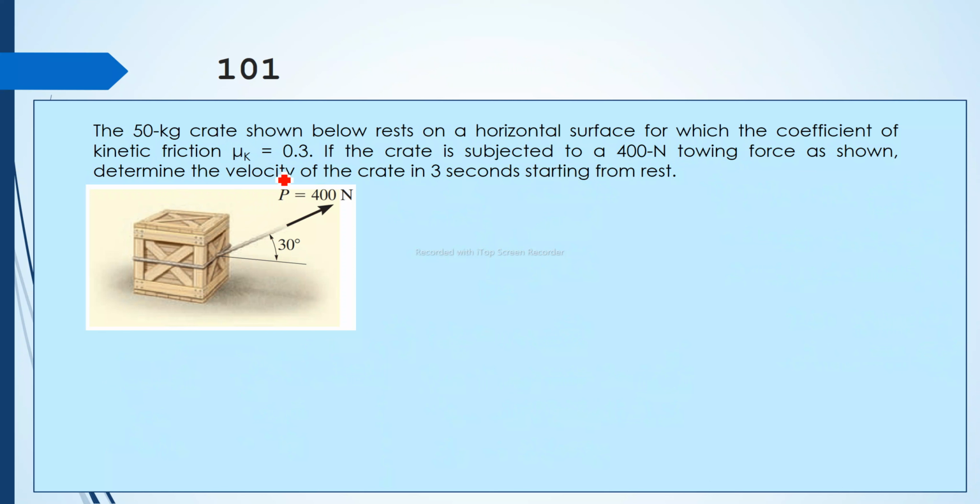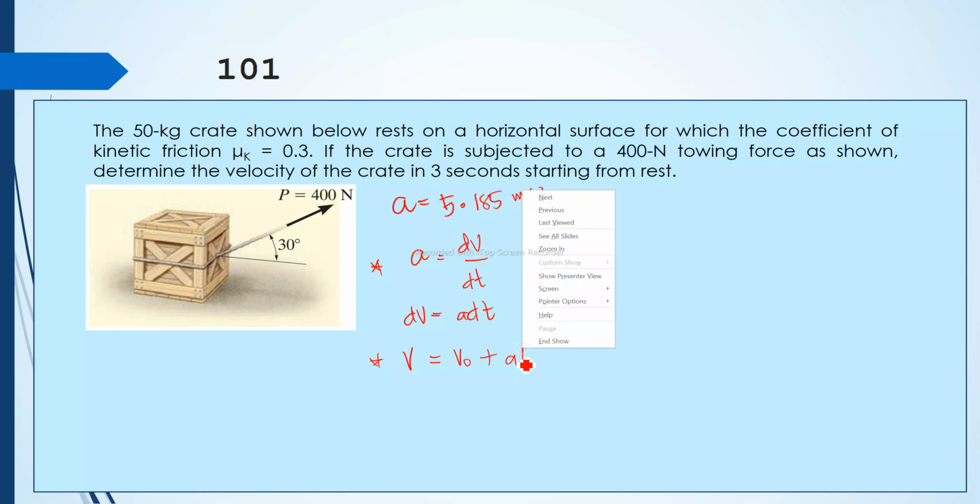So we have acceleration again equal to 5.185 meters per second squared. We know that the acceleration is equal to the change of velocity, or dv over dt, or dv is equal to a dt. Since this is constant, we can directly use the equation: the final velocity is equal to the initial velocity plus the acceleration times the time.